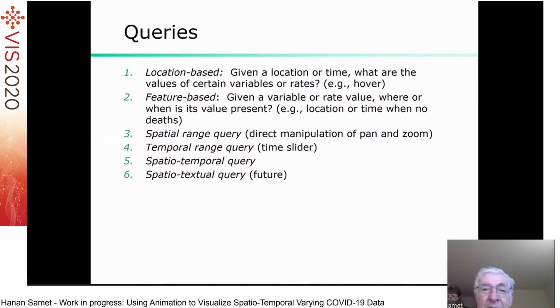All right. Anyway, the types of queries we have on spatial data are really location-based or feature-based. Where location-based is, given a location or a time, you would like to know what are the values of different variables or rates. Location queries are based on, given a location, what's there.